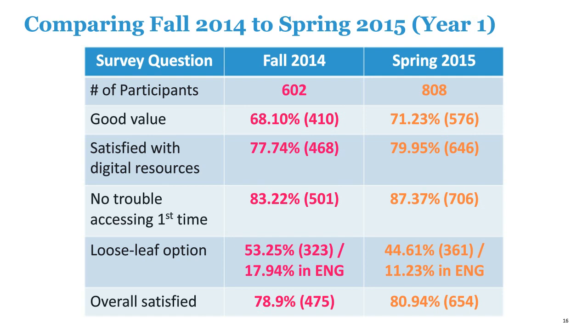The loose leaf option, we asked them if they purchased a loose leaf. As you can see, only 17.94% in English purchased, but we did have 53.25% opt for that loose leaf model. That's actually a skewed number because we provided loose leafs for developmental students for free that first year just to make sure that they were comfortable with the digital materials. And semester to semester, this number has dwindled down to almost 8%. But as you can see, the satisfaction rate was almost at 80% that very first semester, and now we're in the 90s.